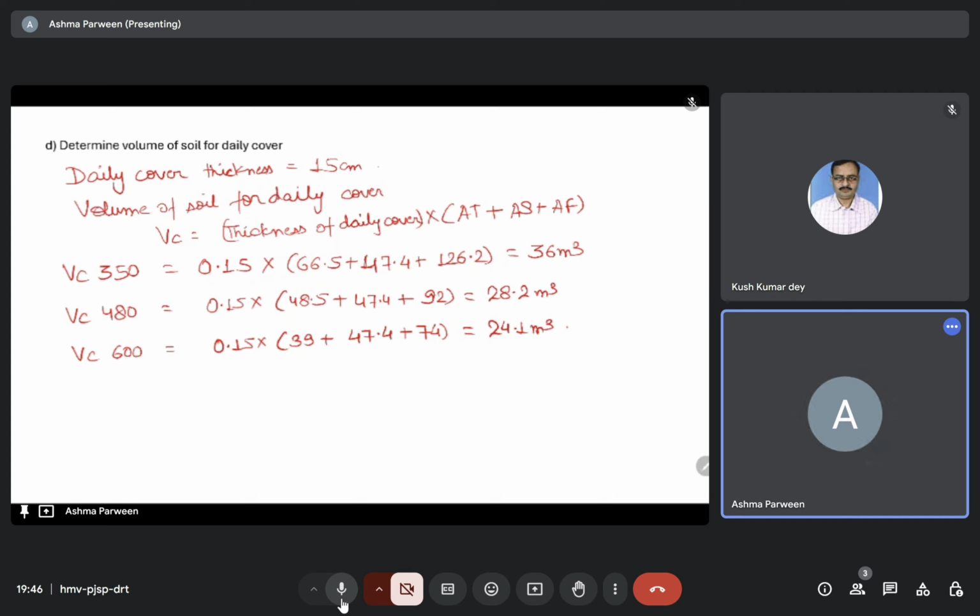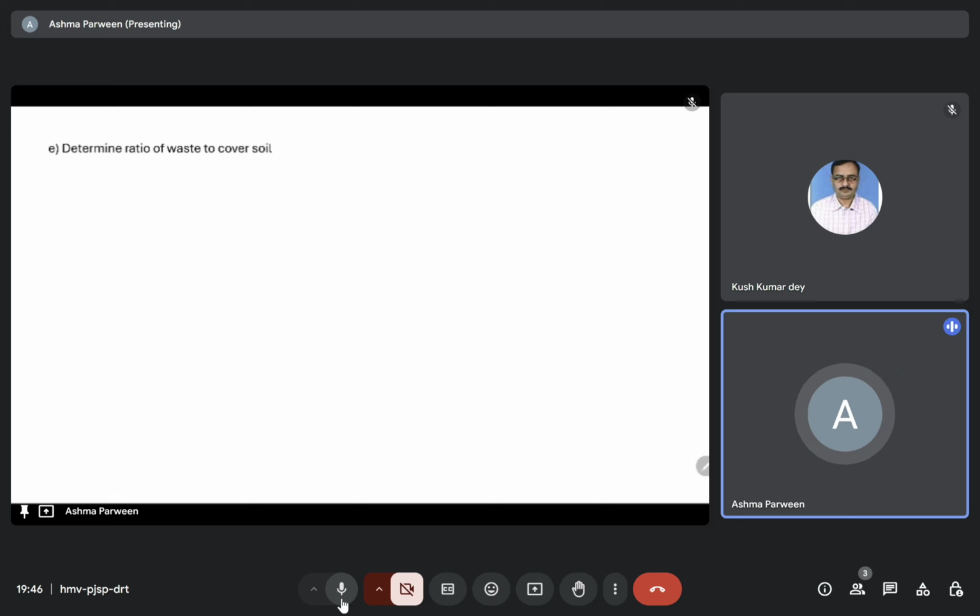Now this is the last part, we have to find out the ratio of waste to soil cover. So again, we will find out for all the three cases. Please try to find this and then we will try to solve this.